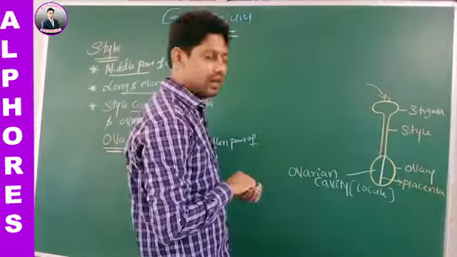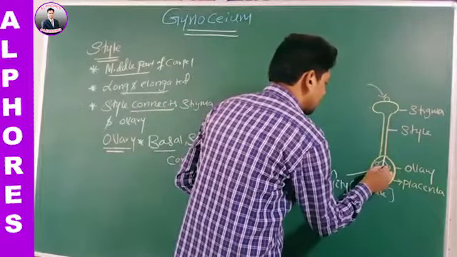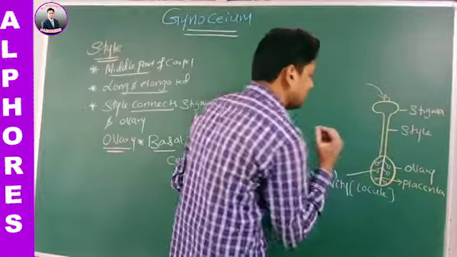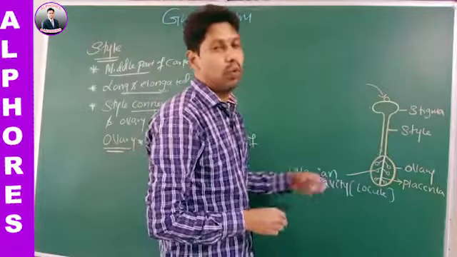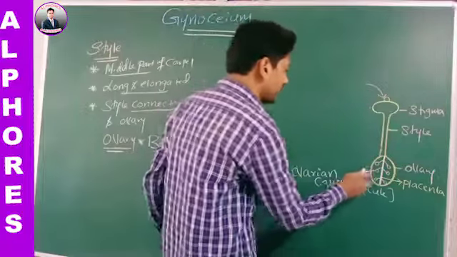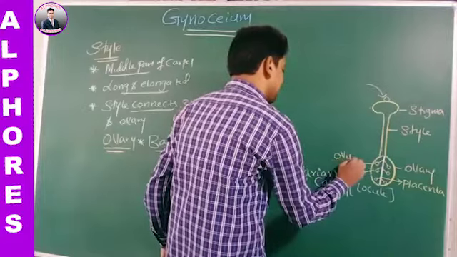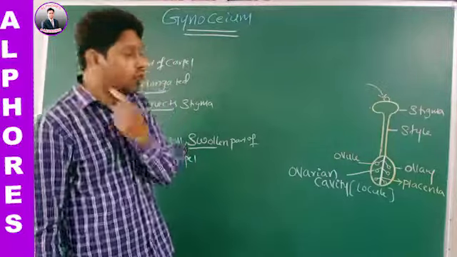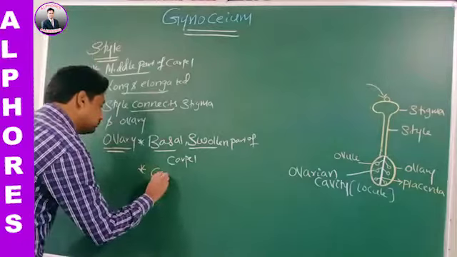On this placenta, you are going to see the ovules. But where is the placenta? In the ovarian cavity. The ovarian cavity is present in the ovary. It means inside the ovary, ovules are present. Therefore, the ovary is the storehouse of ovules.